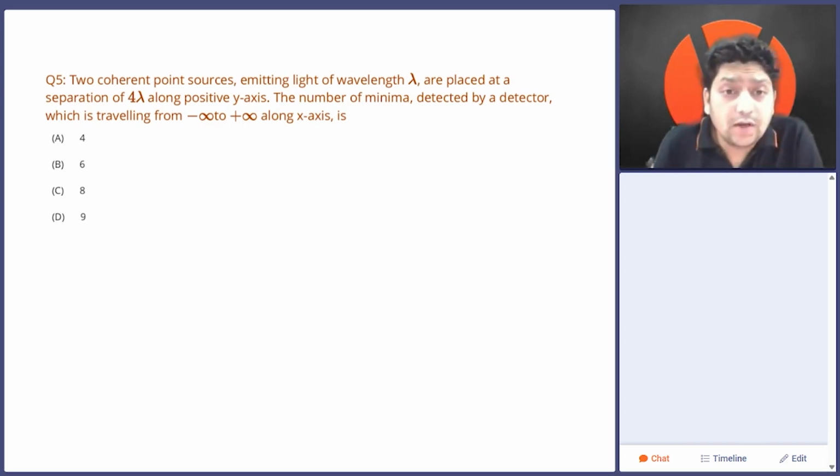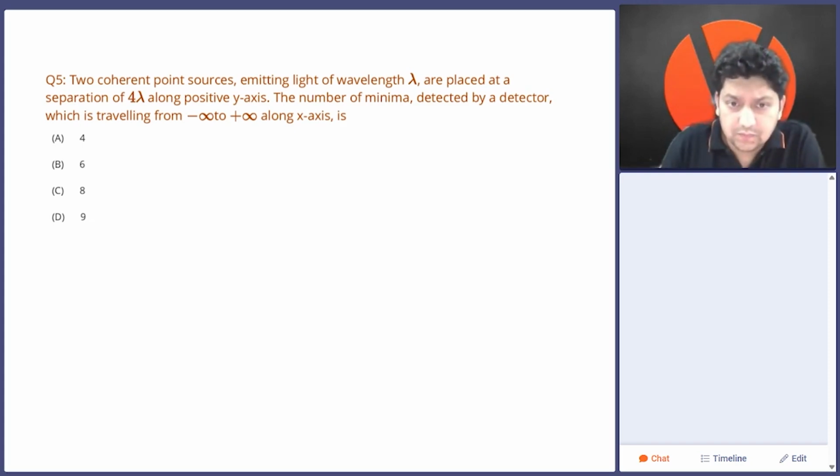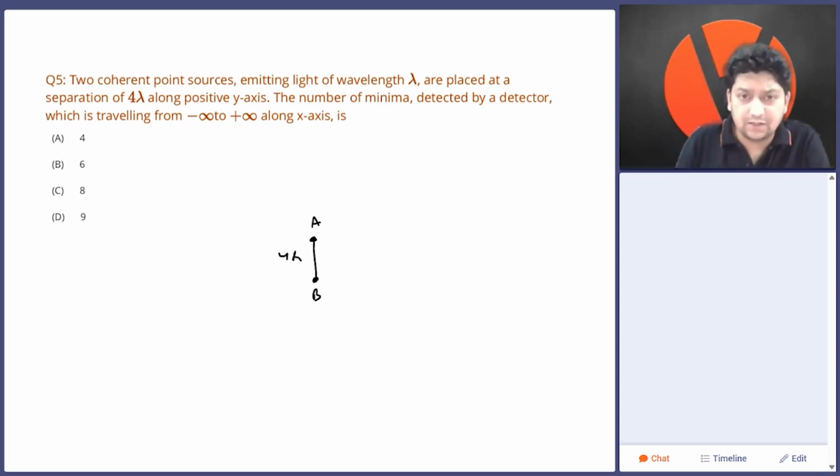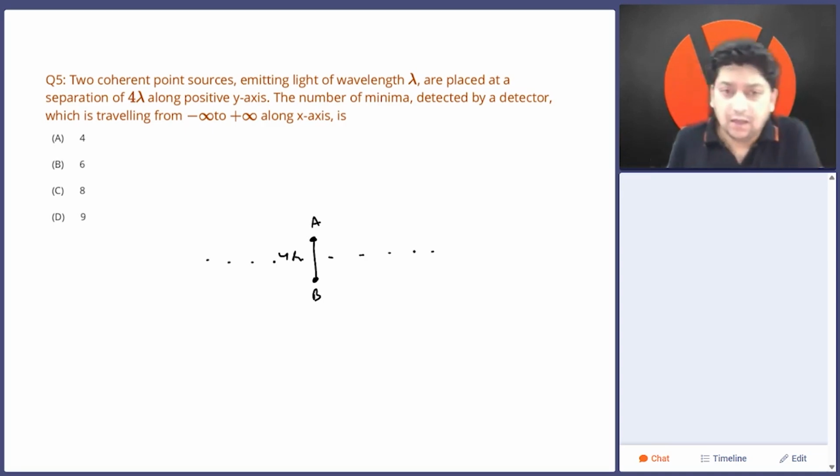Two coherent point sources emitting light of wavelength lambda are placed at a separation of 4 lambda along the positive y-axis. So there are two sources which have 4 lambda distance between them. Suppose these are the two sources A and B. We need the number of minima detected by a detector which is traveling from minus infinity to plus infinity along the x-axis. So along the x-axis the detector is moving.